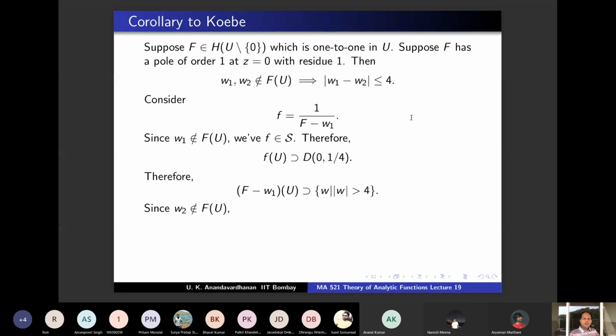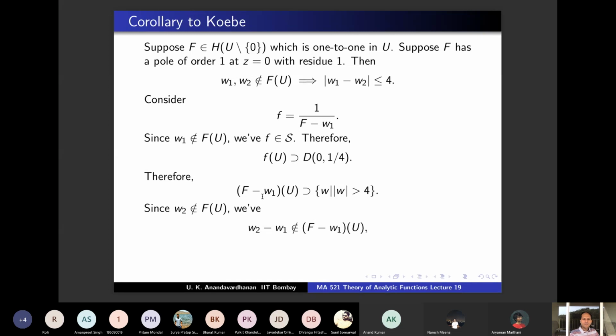Now use the fact that W2 is also outside F of U. Because W2 is also outside F of U, you conclude that W2 minus W1 is outside F minus W1 of U, right? W1 is a constant function, W2 is outside F of U, therefore W2 minus W1 is outside this. So if W2 minus W1 is inside F of U minus W1, then W2 is in F of U, which is not true. So this is there and that's all that we wanted, right?